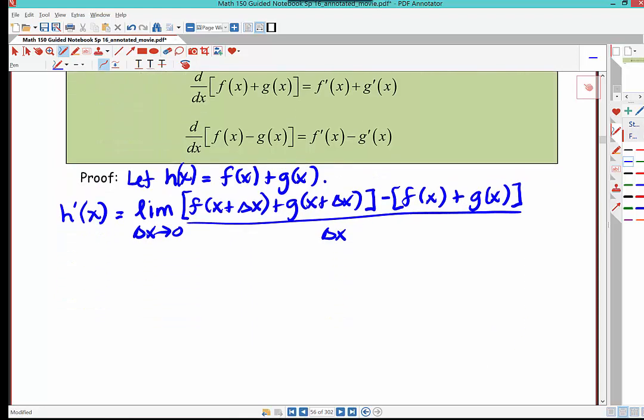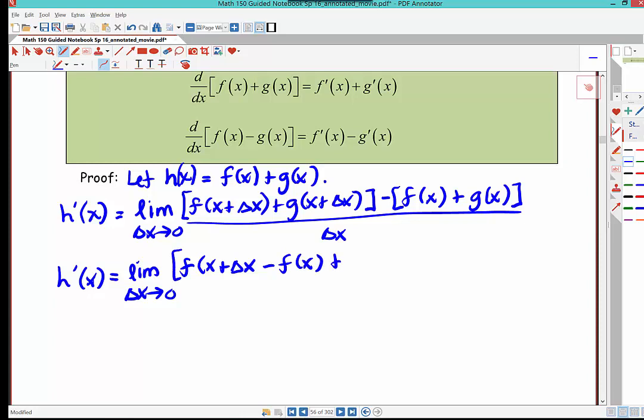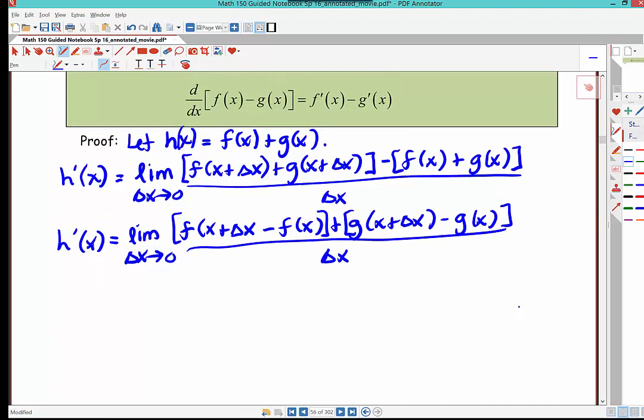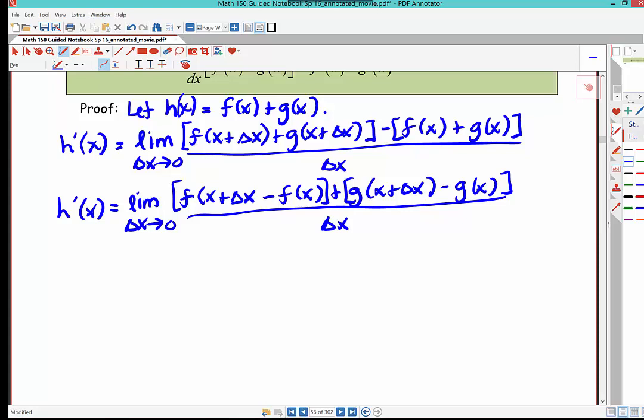All right, so now h prime of x will be equal to the limit as delta x approaches 0 of, we can commute the terms. So do you see we'll have f at x plus delta x minus f at x, I'm putting the f's together, plus g at x plus delta x minus g at x. And this is all over delta x. And we know that the limit of a sum is the sum of the limits.